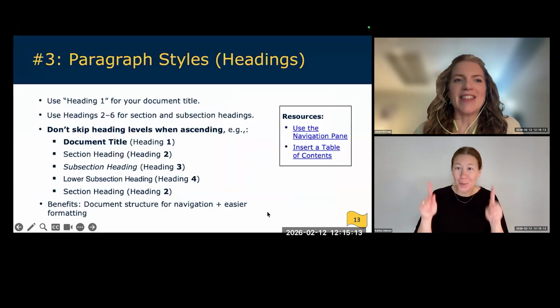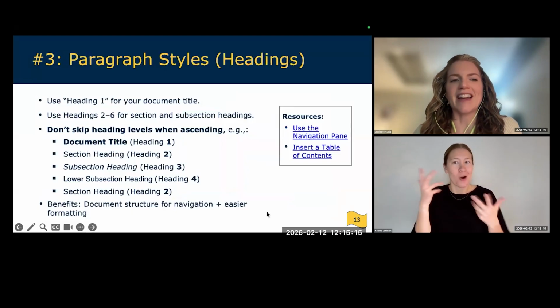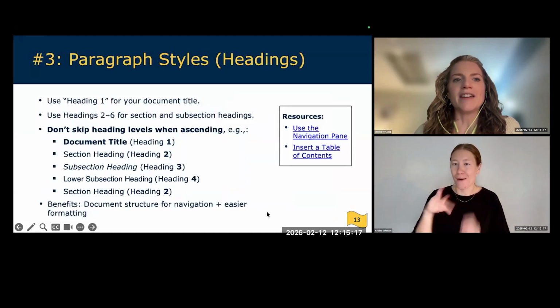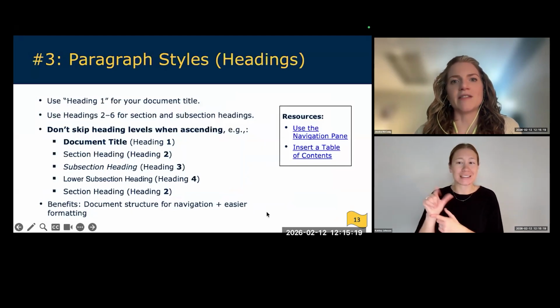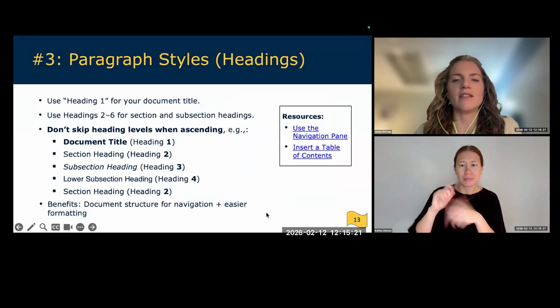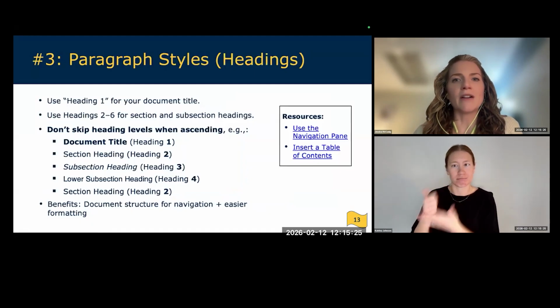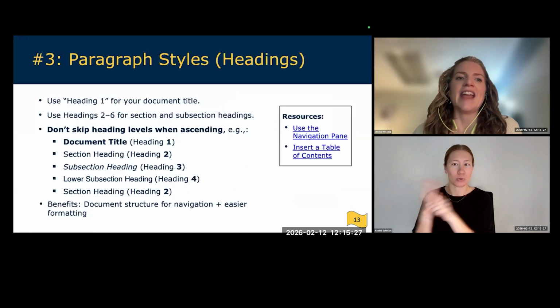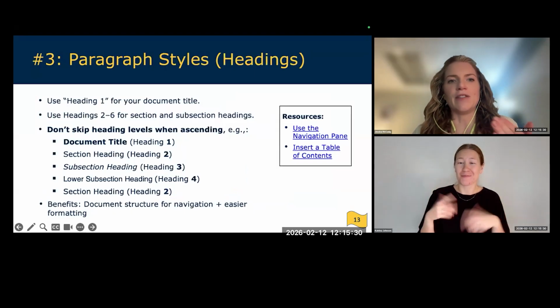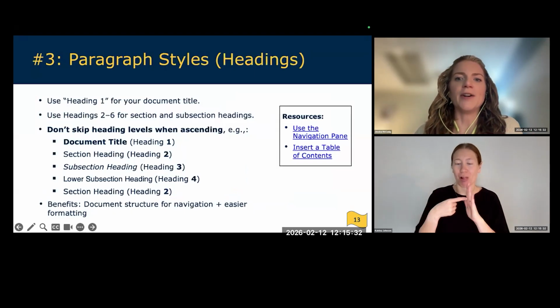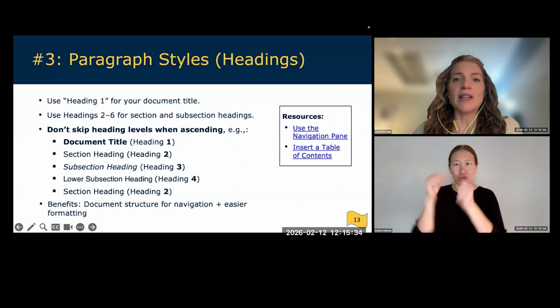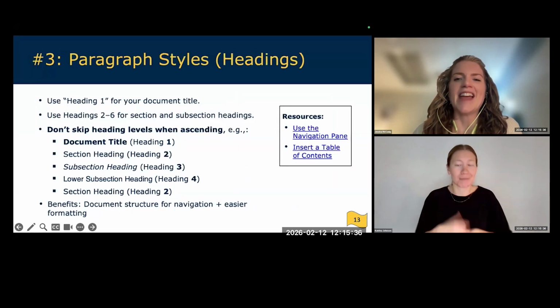Okay, next thing we need to think about is use of paragraph styles. So paragraph styles help to define the role that pieces of text are playing in our document and are really important to assistive tech users. So one type of paragraph style is a heading. And headings help to define the heading structure in our file. Our document will always, or should always, have a title.